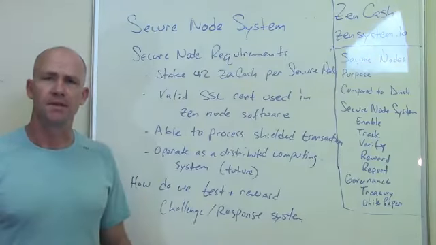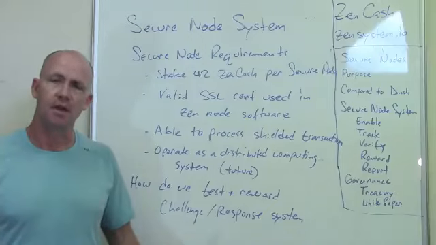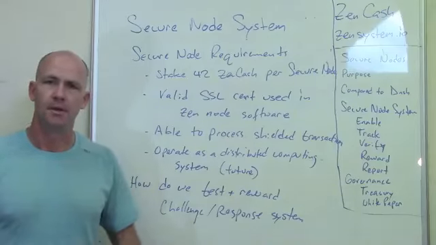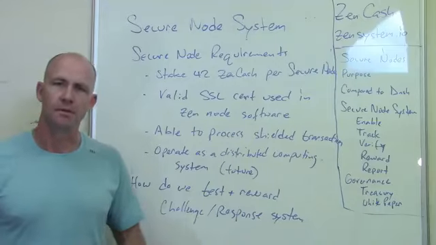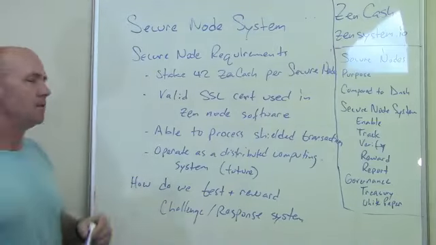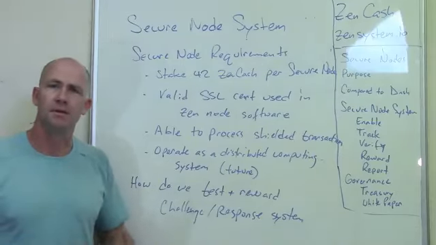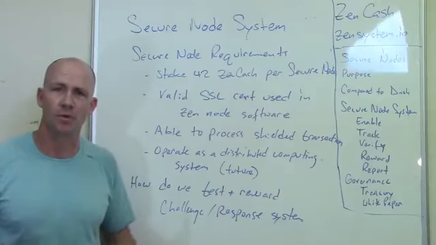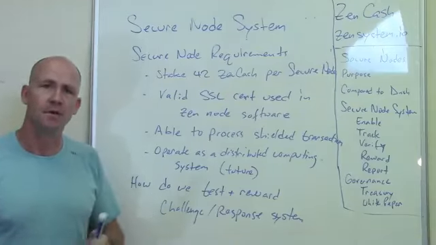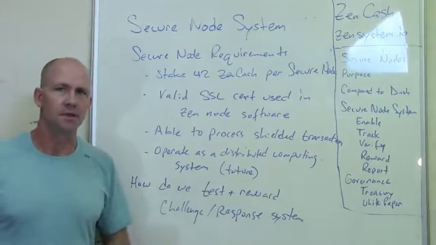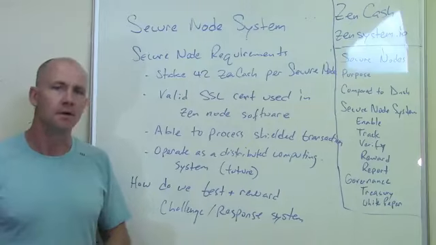Now that we've discussed the purpose of the Zen node system and how we're going to go about funding the creation of it, let's talk briefly about what the Zen secure node requirements are, and then we'll go through the system that we're putting together to make it happen. So, secure node requirements: to meet all the things that I talked about before, we want the people running secure nodes to be bought into Zen Cash and what we're doing. So we want them to own some Zen Cash. 42 Zen Cash is what's required for each secure node that you want to operate.